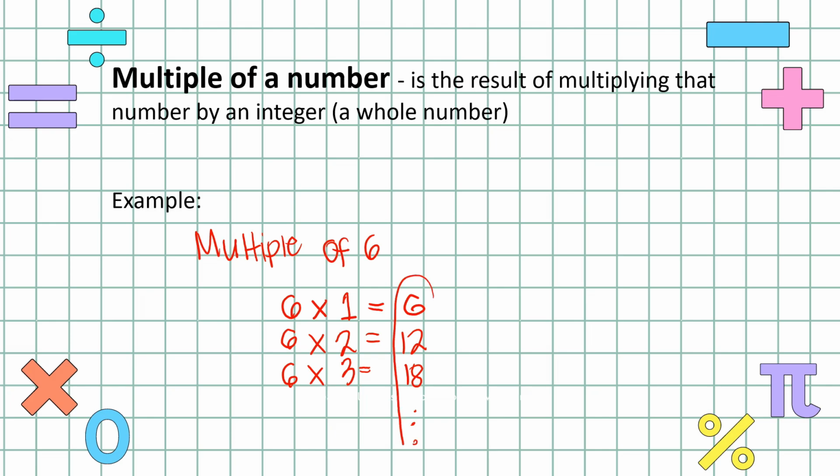Now, these results here, the products after we multiply 6 by any whole number, are the multiples of 6. Or in short, we can also do this by skip counting. But if you want to look for larger multiples, then you may simply multiply 6 by any large number. Like, for example, 6 times 10, that's 60. So, 60 is a multiple of 6 as well. Okay?